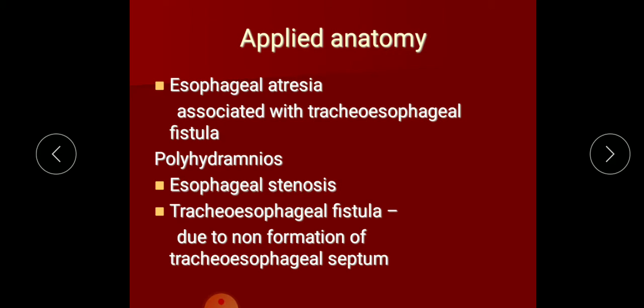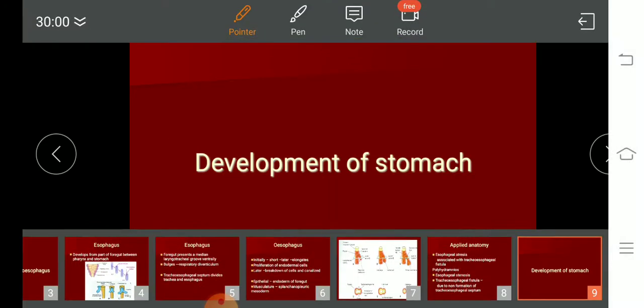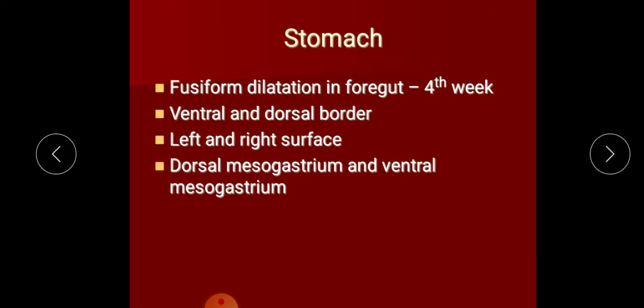Fine. So these two things: one, esophageal atresia, two, esophageal stenosis. Third one is tracheoesophageal fistula. I have already mentioned, because of the non-formation of the tracheoesophageal septum, that often leads to this fistula formation. You know the four varieties that are often described for the fistula. So with that, we finished the development of esophagus, and now we are proceeding on towards the development of stomach.